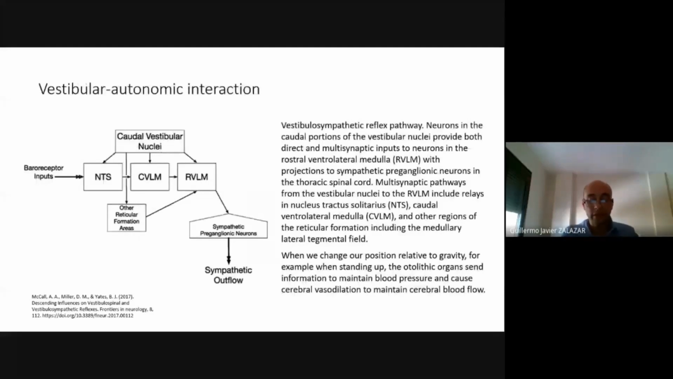The vestibular nucleus interacts with the nuclei of neurons responsible for the autonomic response to changes in blood pressure and blood flow caused by postural change. In this way, it can cause changes in blood pressure and blood flow before the baroreflex is activated by the change in blood pressure.